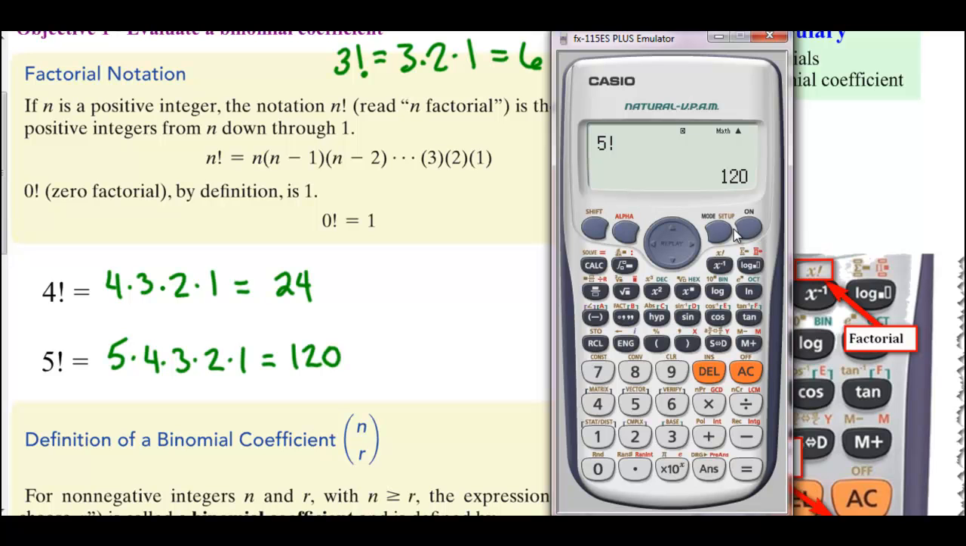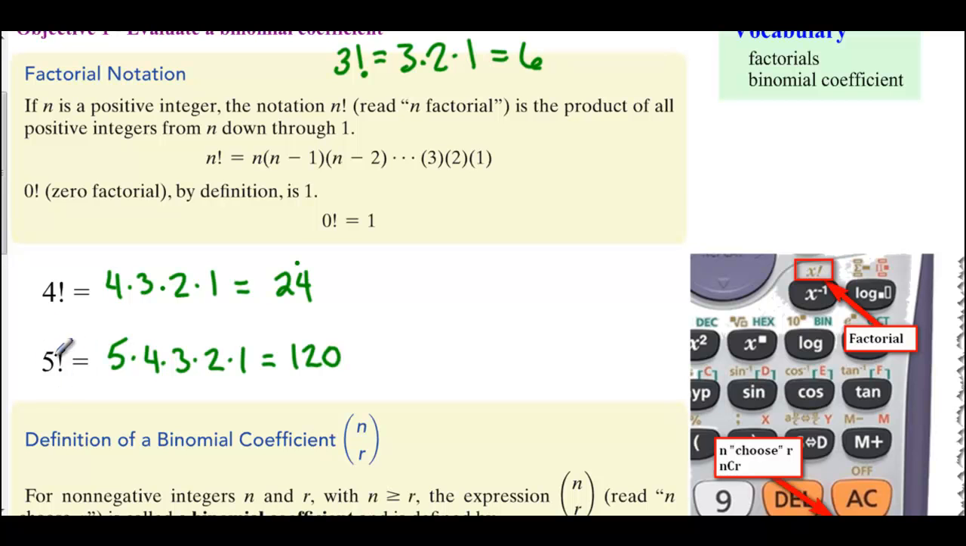And again, I know that we can do 4 and 5 by hand, but whenever you get to stuff like 10 or 12 or 15, you're going to definitely want your calculator to do it for you. So we would read this just 4 factorial, and this one's going to be 5 factorial. So it's just whatever number it is, and instead of saying exclamation point, you just say factorial. Are you guys okay on that part so far? Yeah. All right.